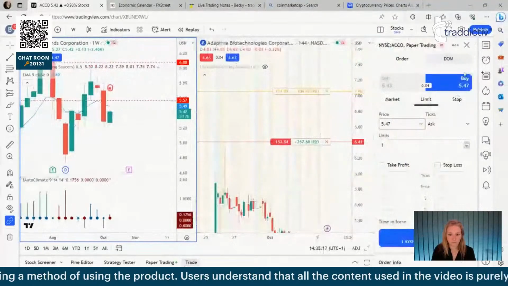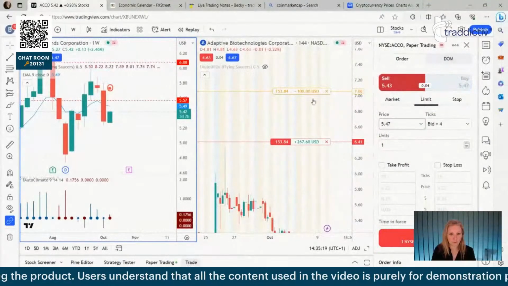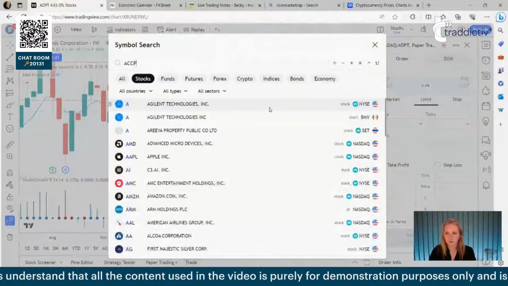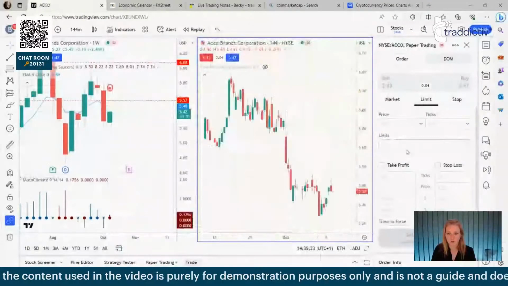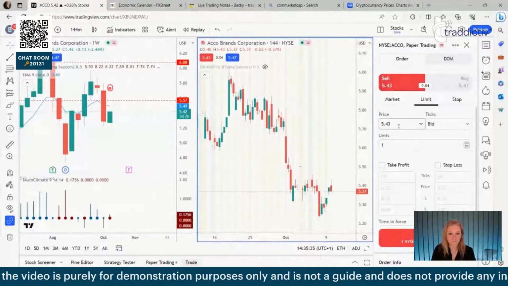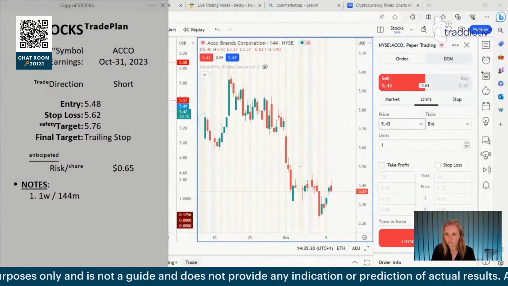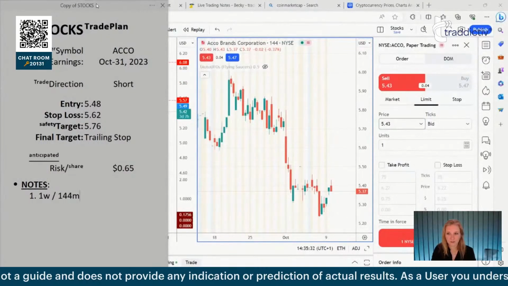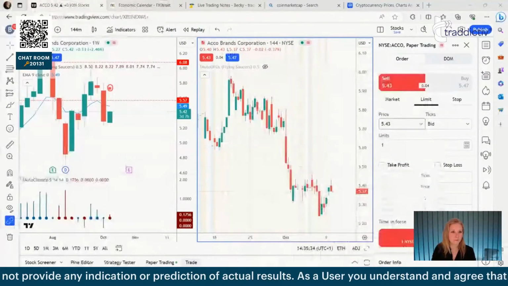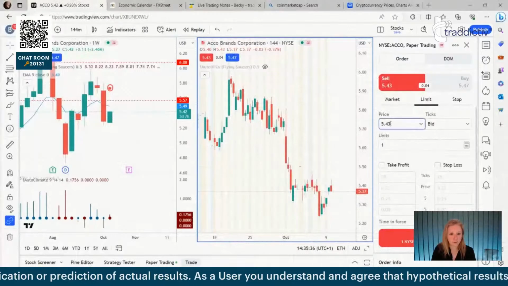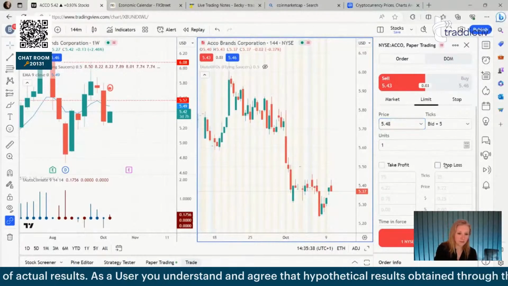So we are going short. Let's just put that on the hand side as well. Short at 5.48. Just going to move that over here for a sec, so I've got it in my eye. 5.48, so very nearly in.